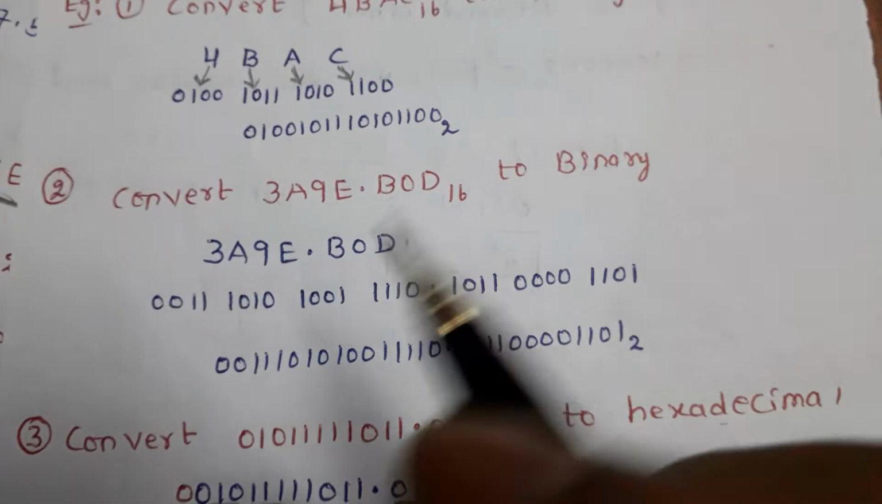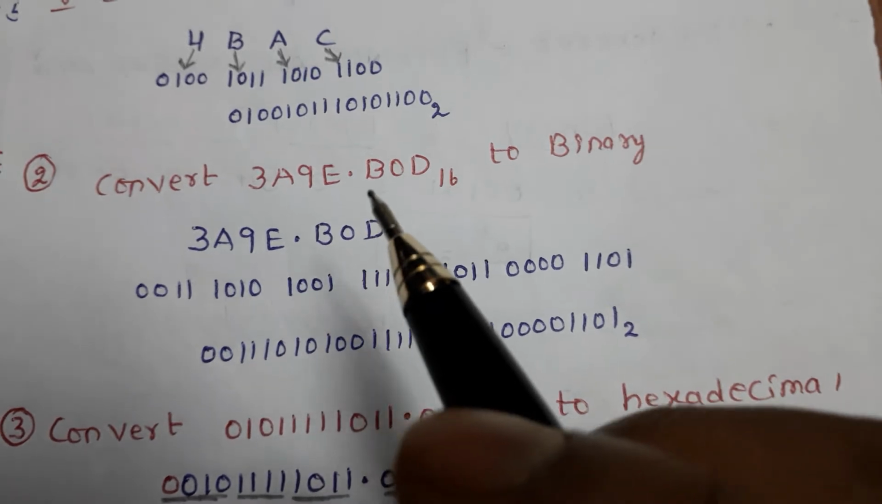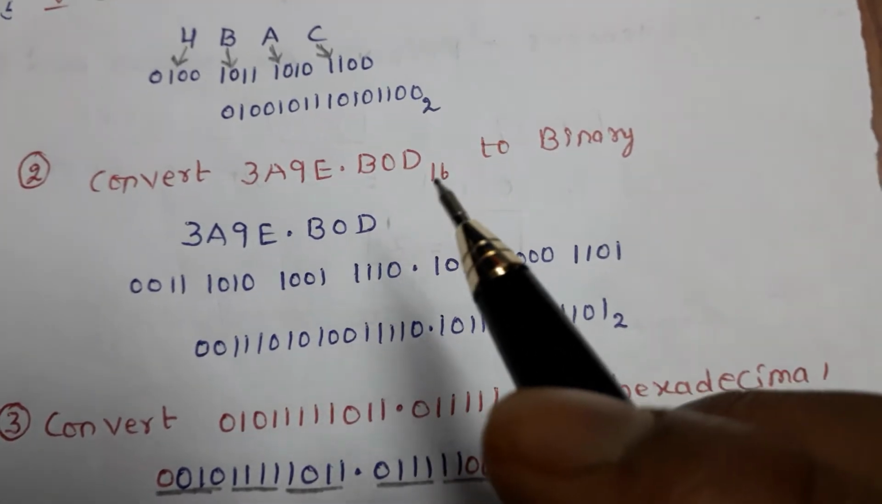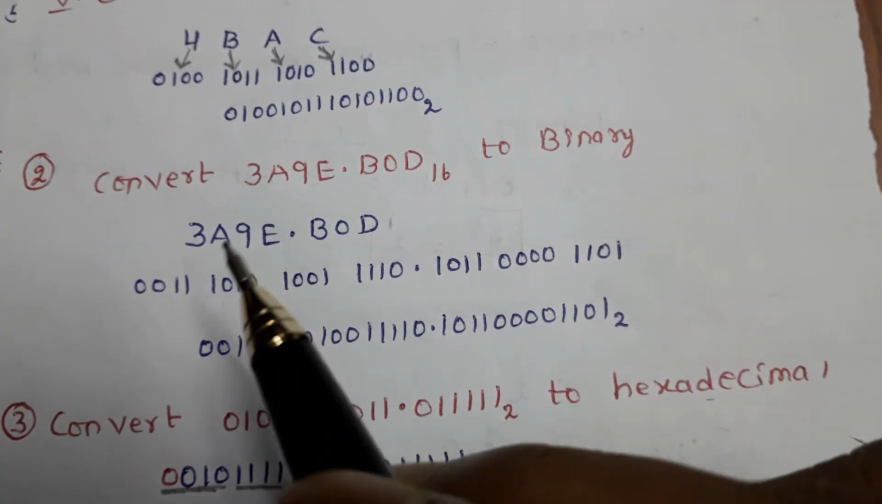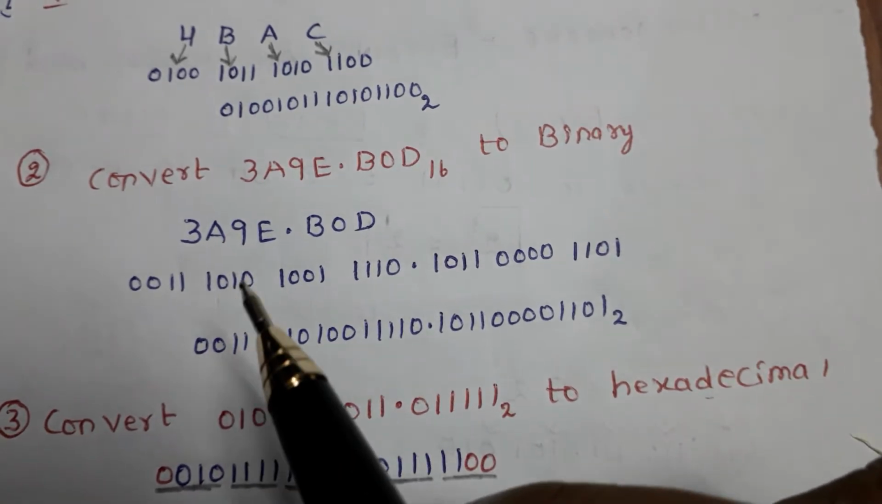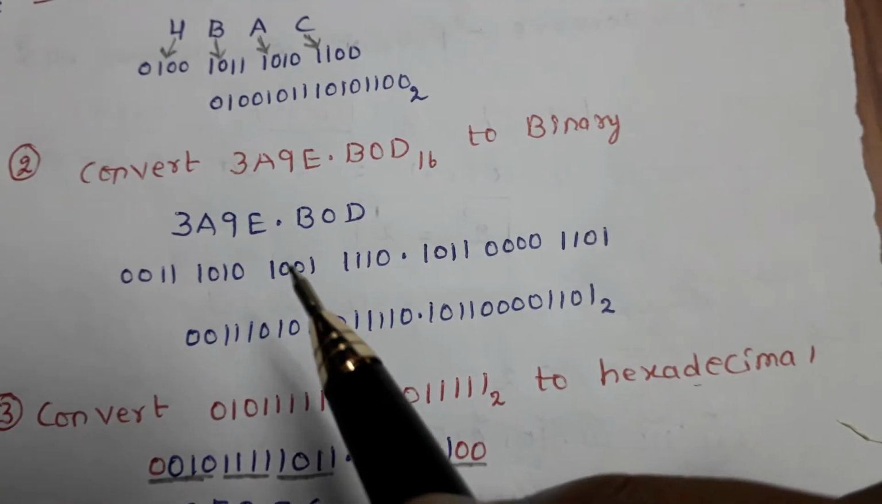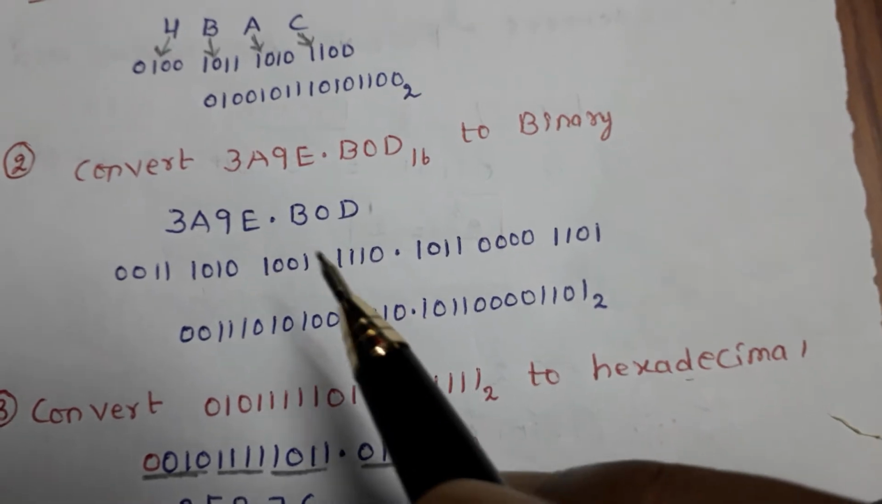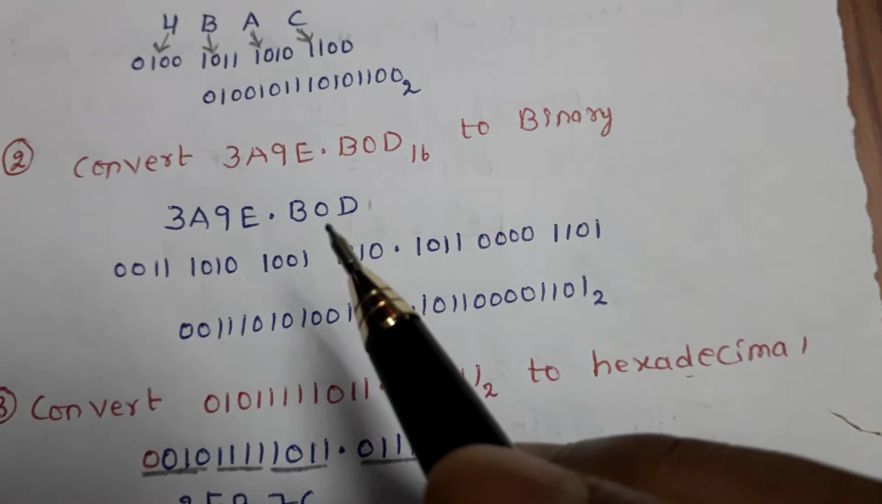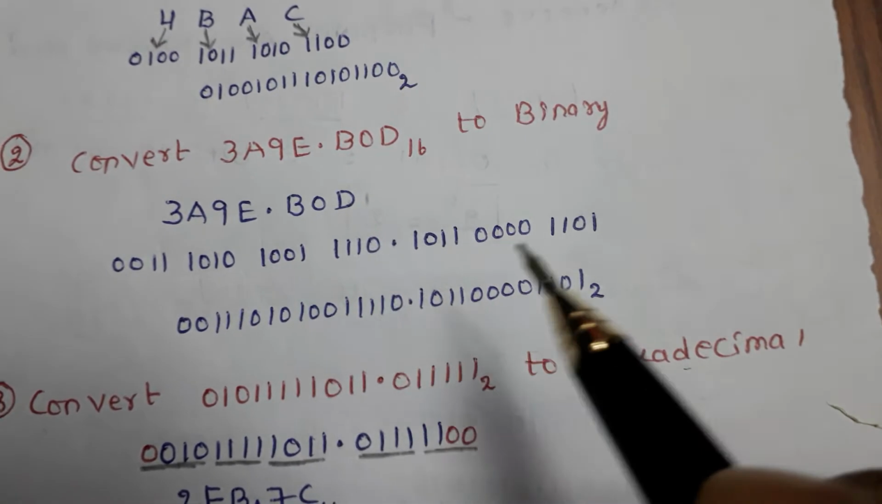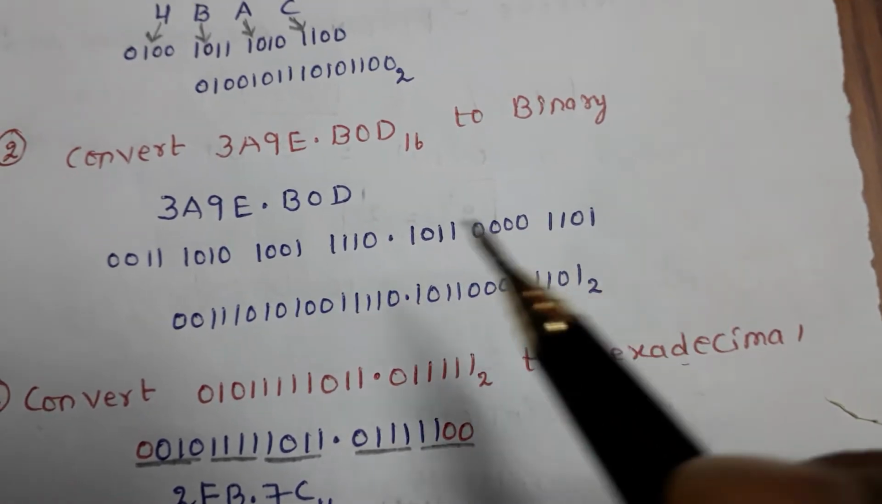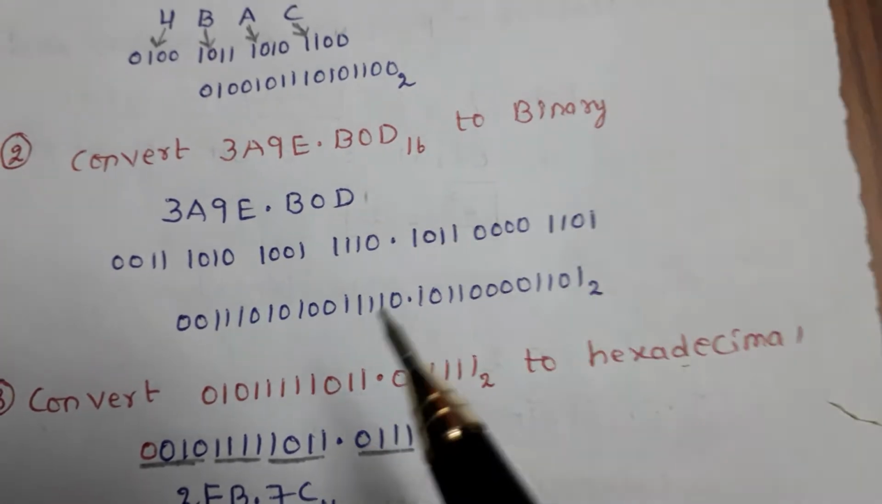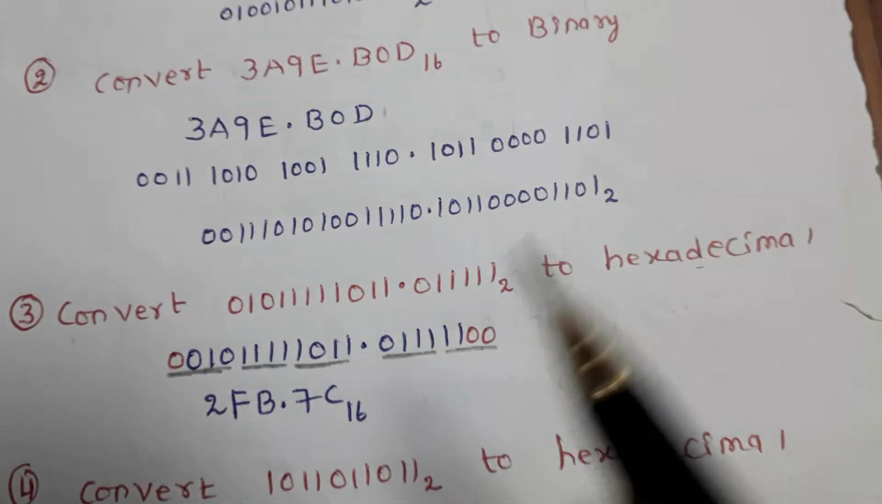Is it clear? Now look at this example. Convert 3A9E.B0D base 16 to binary. Now 3 can be written as 0011, A can be written as 1010, 9 can be written as 1001, E is 14, 1110, point, B is nothing but 11, 1011, 0 is 4 zeros, D is nothing but 13, 1101. By clubbing all these together, we can get the binary number.